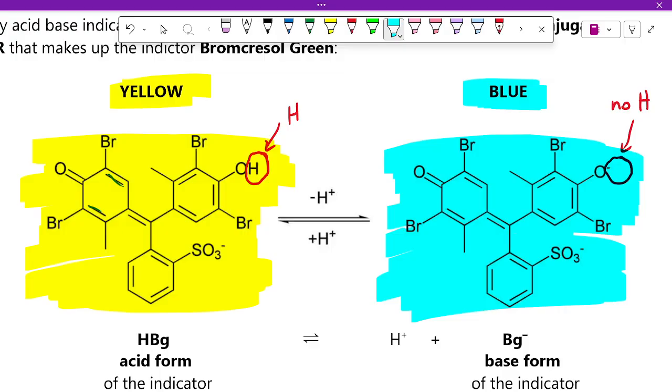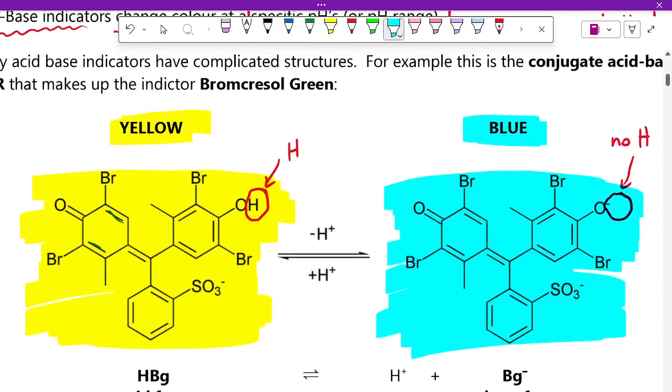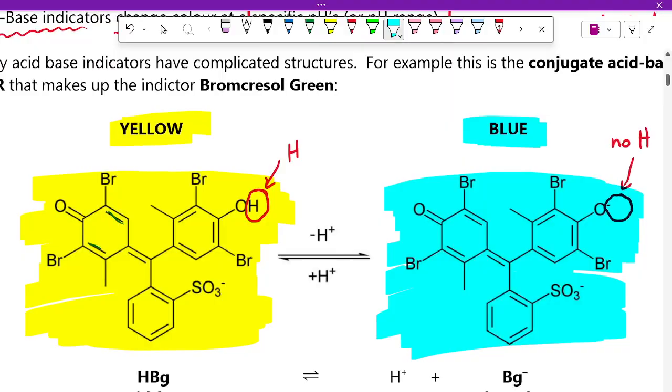If it turns green, what does that mean? Where does the hydrogen go? What it means is that there's not just one molecule. There are millions of molecules. So if you had 1 million molecules and half of them were yellow and half of them were blue, then you would see green. So some of the molecules are going to be yellow, some of the molecules are going to be blue.